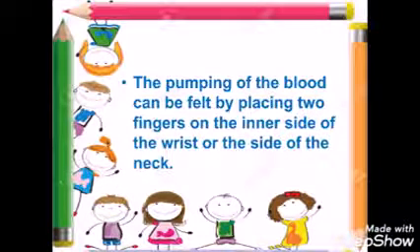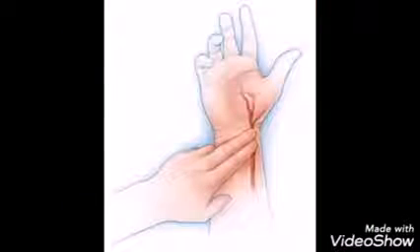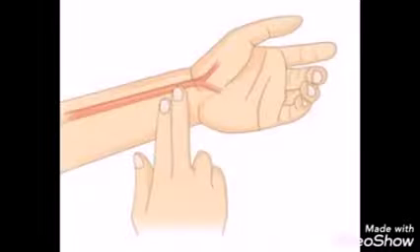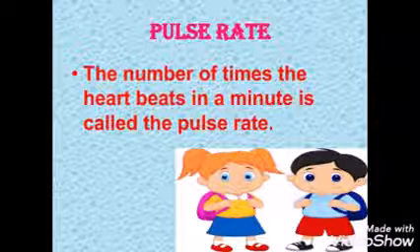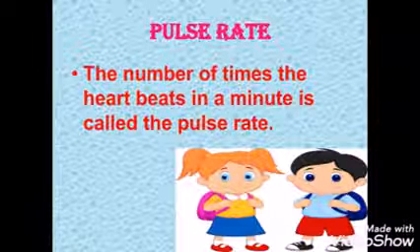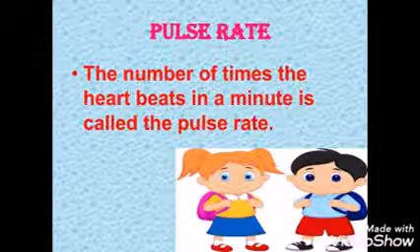The pumping of blood. The pumping action of the blood can be felt by placing two fingers on the inner side of the wrist or the side of the neck, as you can see in the given picture. Pulse rate: the number of times the heart beats in 1 minute is called pulse rate, and the average pulse rate ranges from 70 to 80 heartbeats per minute.